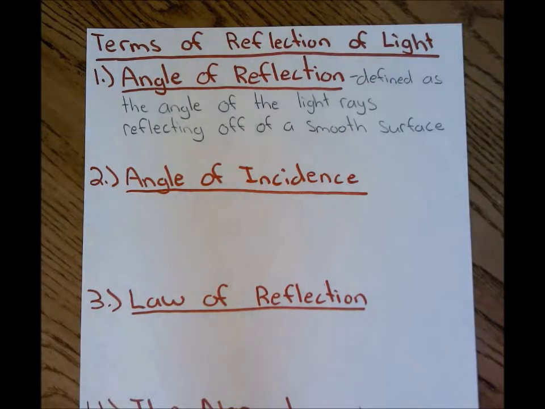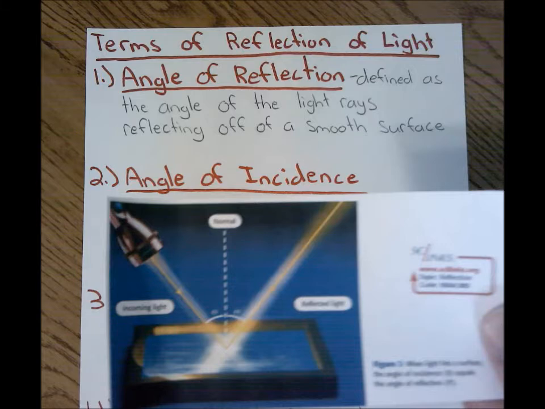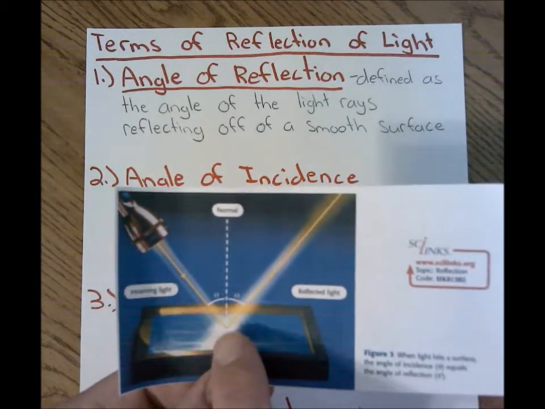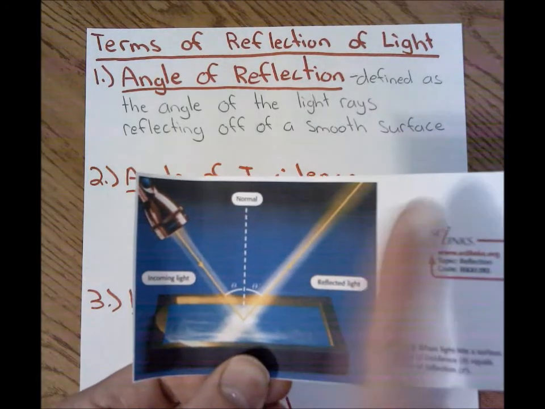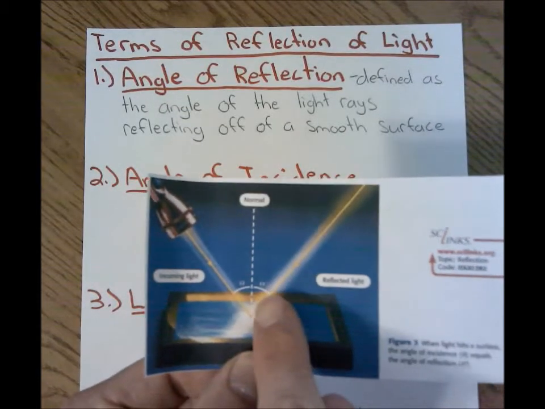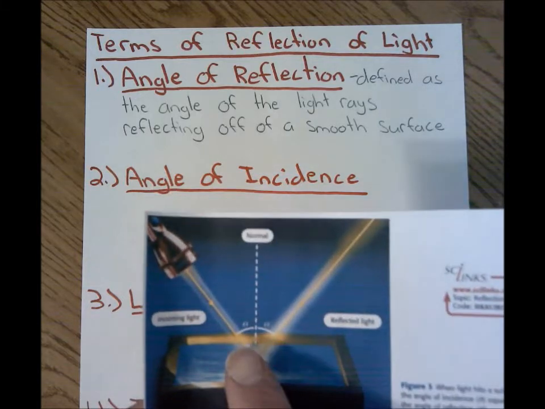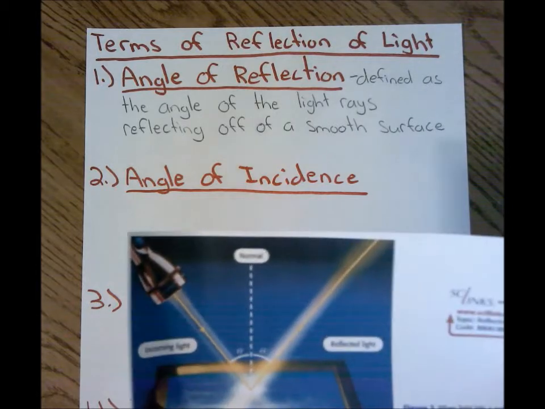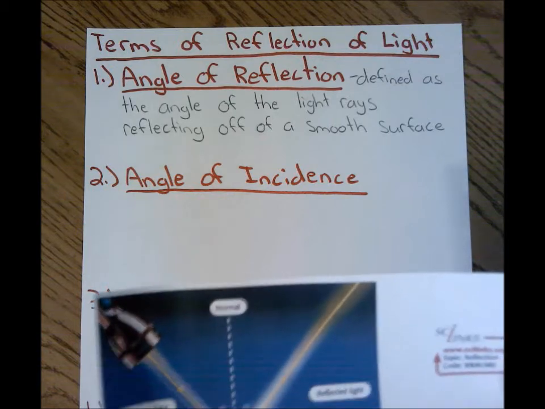To show you what the angle of reflection is, I have this picture right here, and it's really similar to the one I showed you earlier. The light's coming down here, reflecting off a flat mirror, and then shooting back up and towards the right. That angle right here on the right is the angle of reflection. On the flip side, over here on the left is the angle of incidence. The angle of incidence is defined as the angle at which light rays strike a smooth surface.